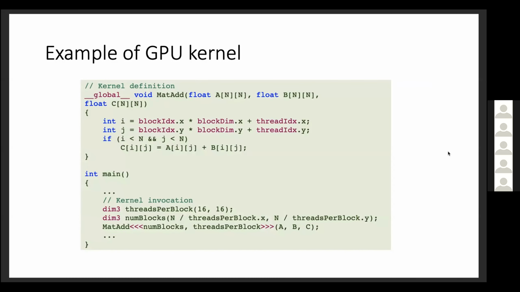And here is an example of a GPU kernel. This part defines the operation that we want to perform in this kernel. In this example, it just performs a matrix addition. Each time we want to launch a kernel, when we want to invoke a kernel, we need to specify the number of blocks and threads per block that we want to execute this kernel.